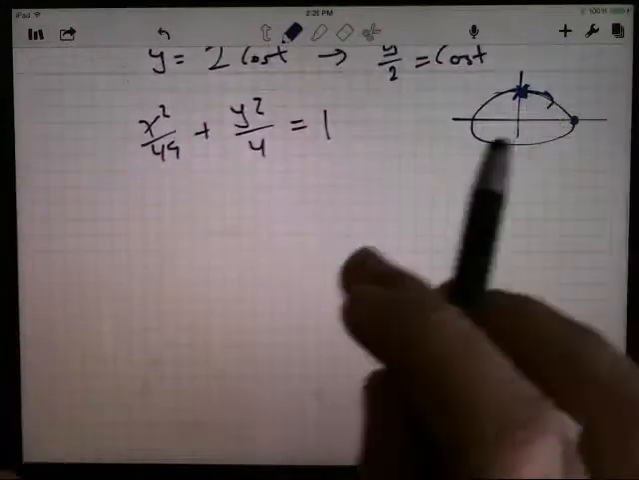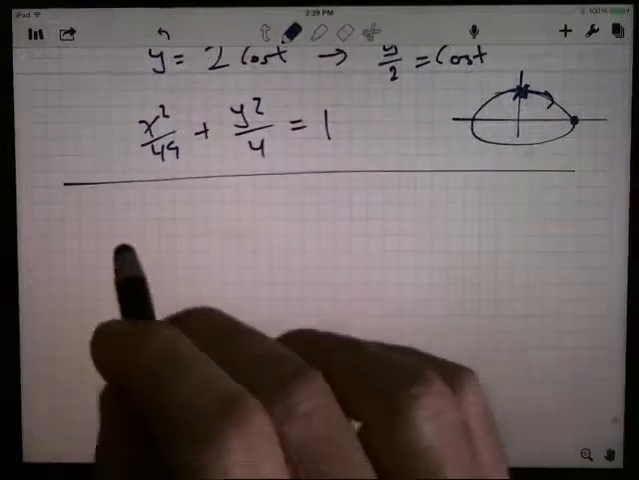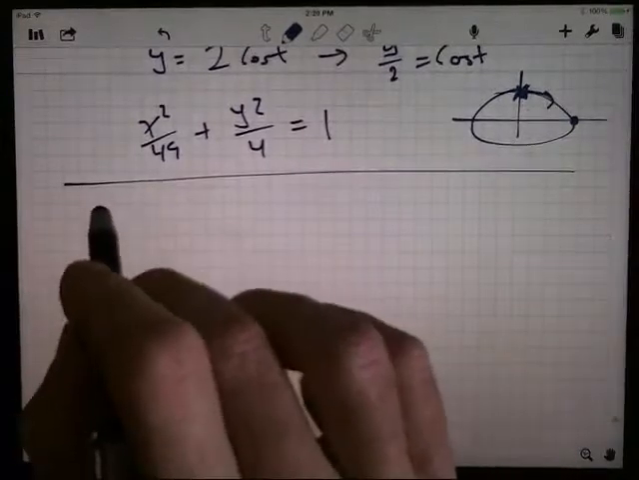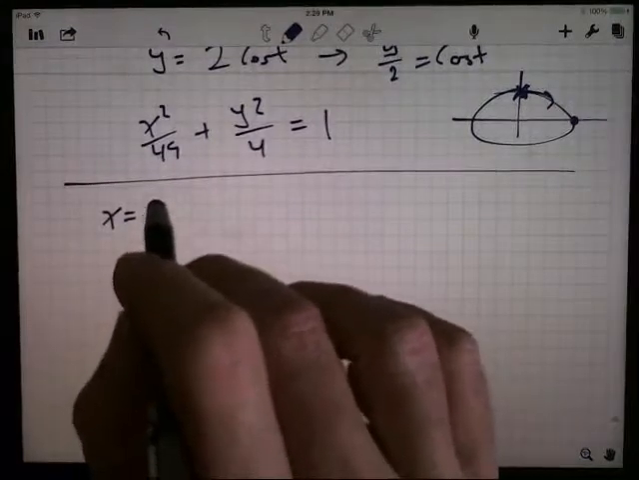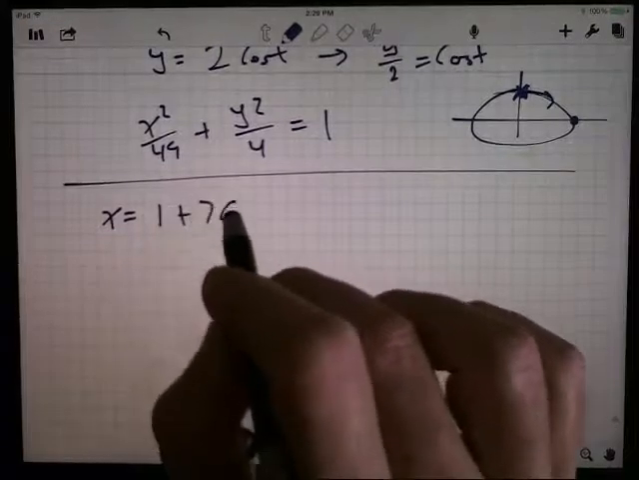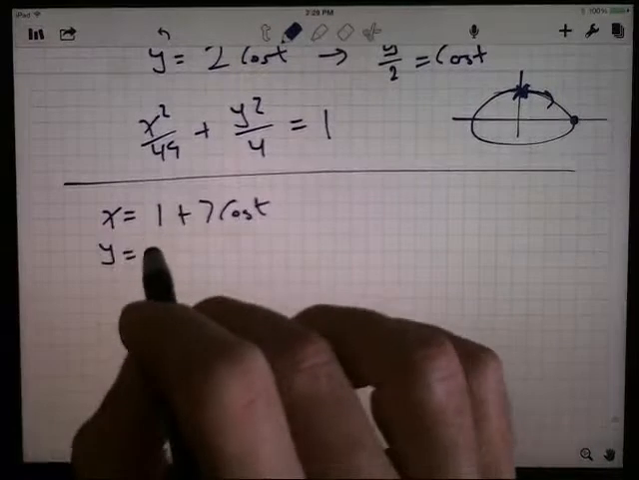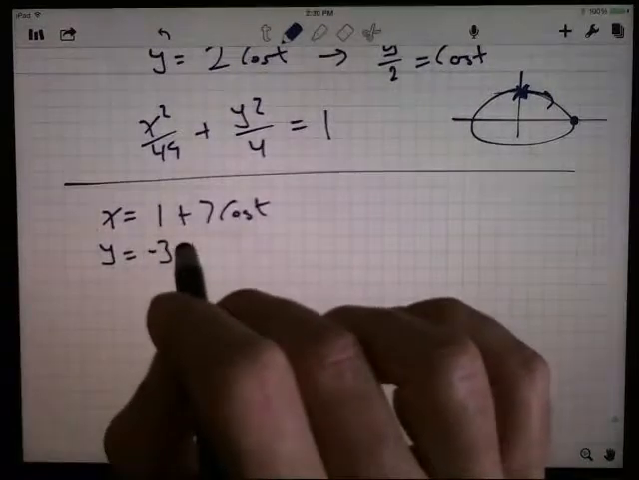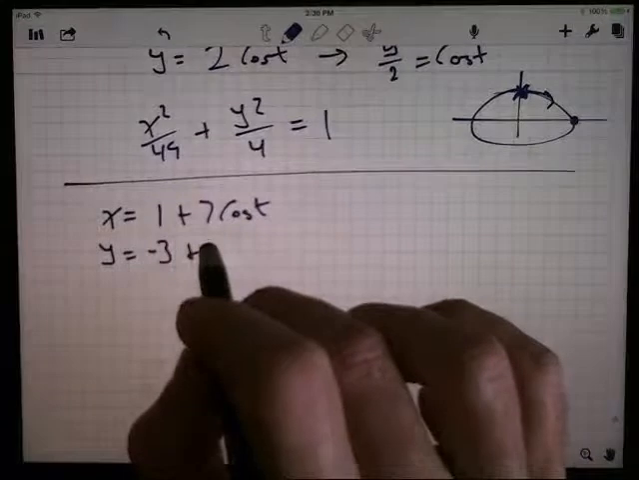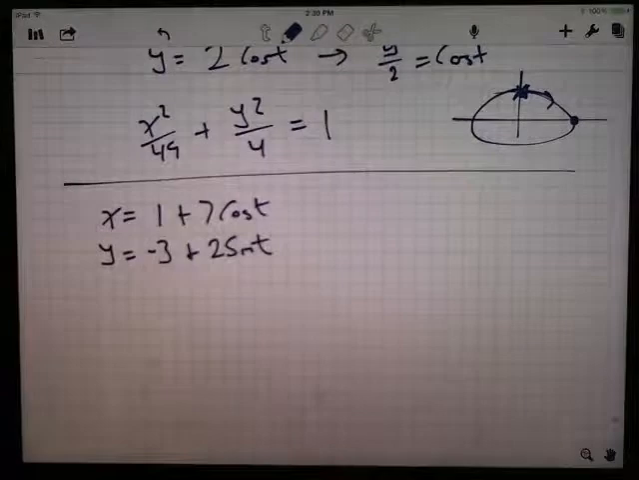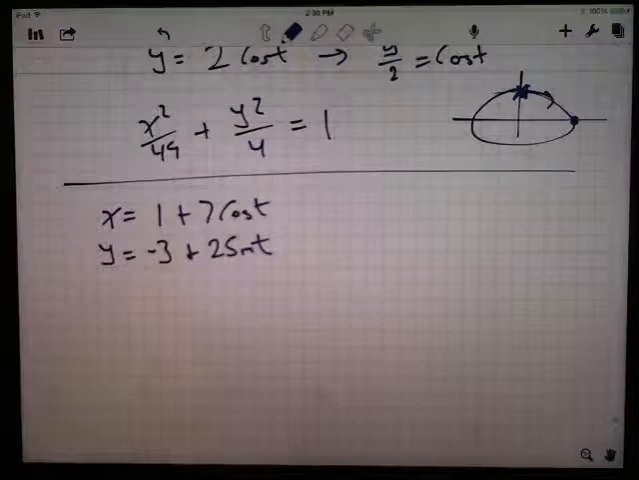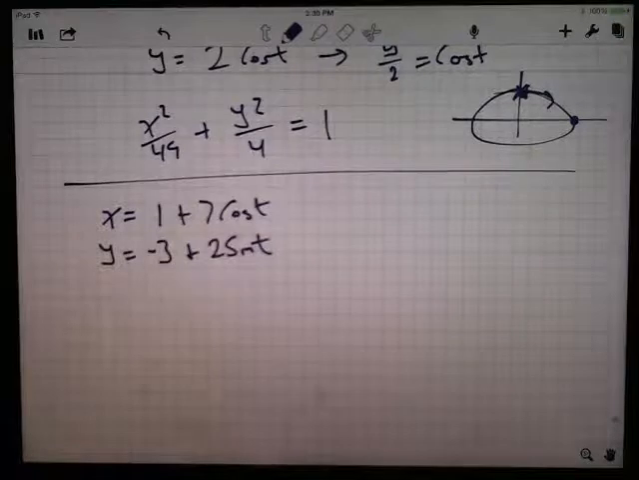Okay. One last thing that we did in the last video was we shifted some things. I ended up with something that looked like x equals, did I shift it 1 in the x direction, 1 plus 7 cosine t, and y equals, I think I shifted it down 3 in the y direction, y equals -3 plus 2 sine t. Now, to eliminate the parameter and see this as an equation in x and y, where we're going to recognize that, oh yeah, that's an ellipse with a certain center and stretch in whichever direction, solving for t is really not the way to go.